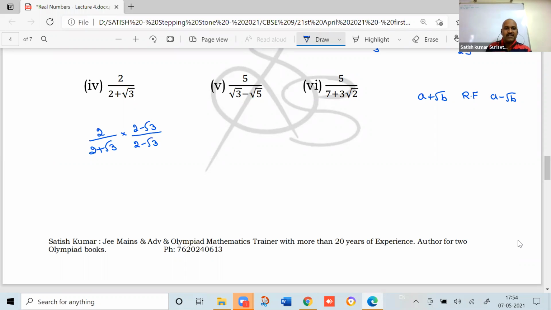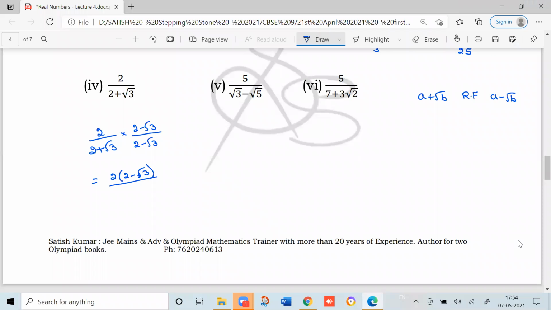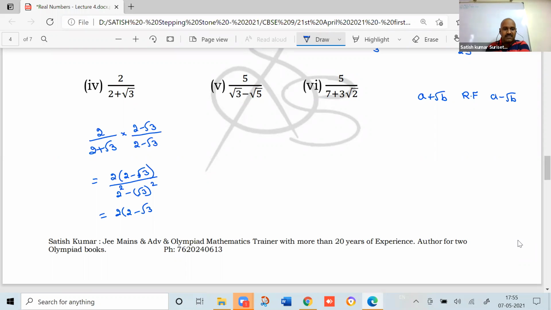Now the numerator is 2 into 2 minus root 3. What about the denominator? Can I write this in a plus b into a minus b form? So 2 square minus root 3 whole square. Now simplify: 2 into 2 minus root 3 upon 4 minus 3. Then multiply: 4 minus 2 root 3 upon 1. So it is the same as 4 minus 2 root 3.